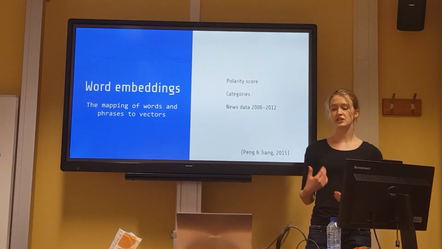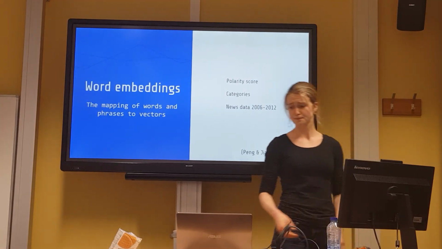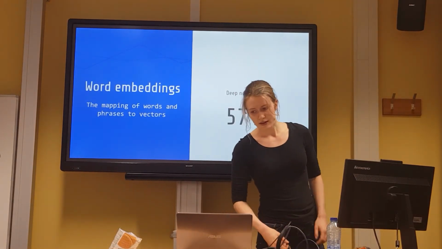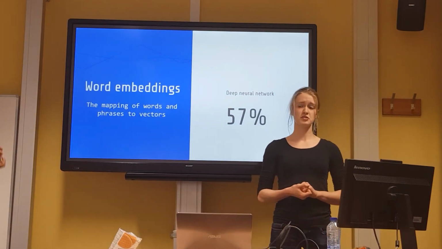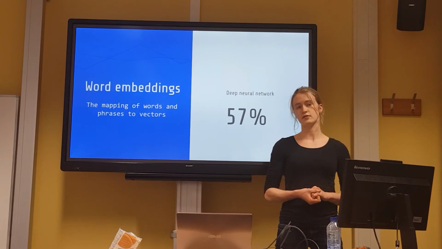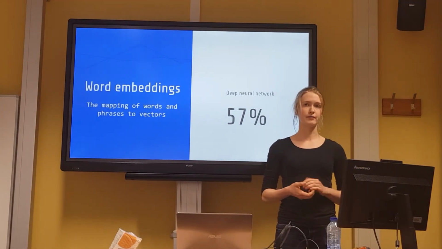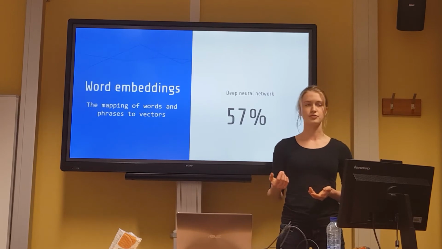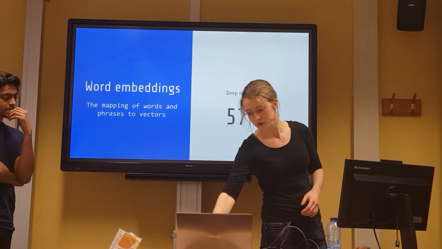For this, they used news data from 2006 to 2012. They used a deep neural network to make sense of all this. And again, coincidentally, they were able to predict the stock prices with an accuracy of about 57%, which again is pretty good.